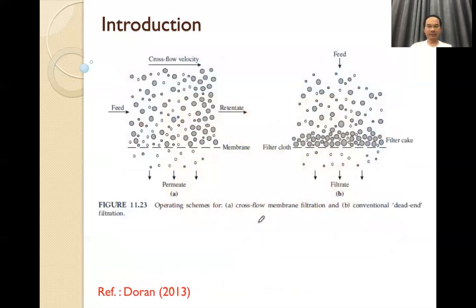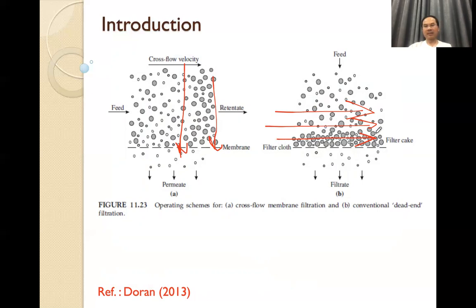Generally, about the operation, we have two kinds of flow: dead-end flow and cross flow. Dead-end flow means the flow is perpendicular to the membrane, in this direction. Cross flow is parallel to the membrane. This is the direction of the flow. It is the same as a conventional filter. If we use dead-end flow, it may block the pores of the membrane.